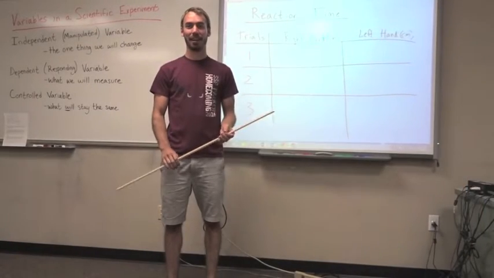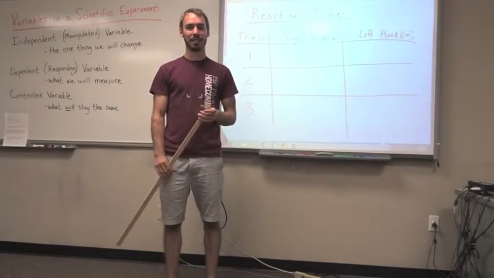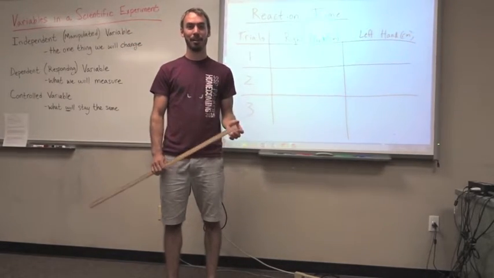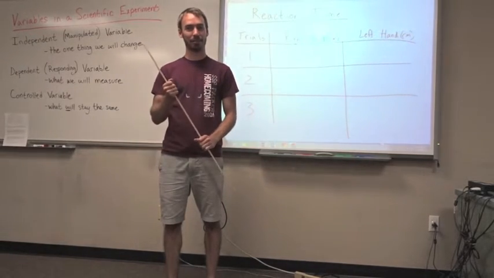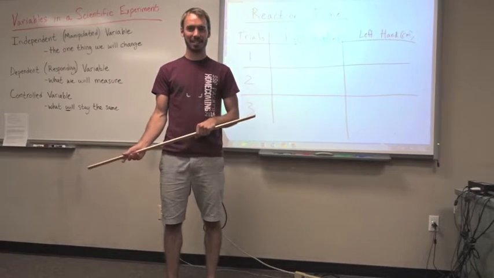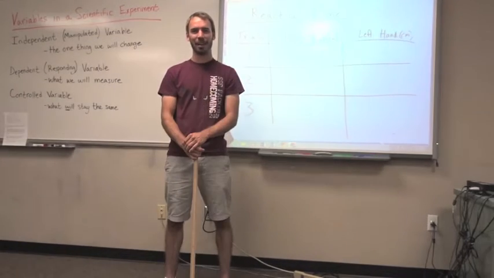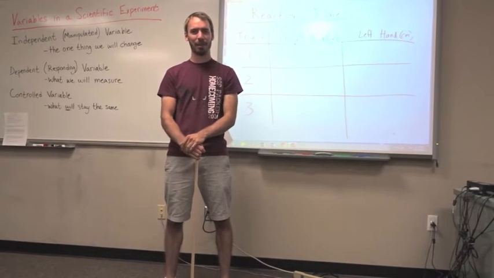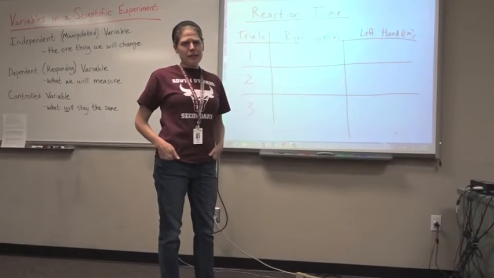Today, I'm going to investigate how my reaction time changes with my right hand versus my left hand. To test this, I'm going to do a very simple experiment. Ms. Hack is going to drop this meter stick, and I'm going to catch it. I will determine my reaction time by measuring the distance between the end of my meter stick and my hand. I will do this 3 times with my right hand and 3 times with my left hand and compare the averages of those distances. Let's pause here.